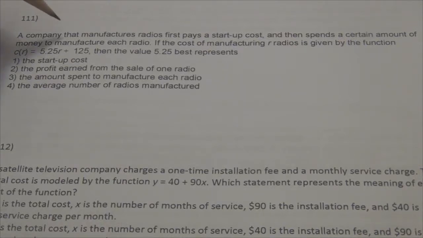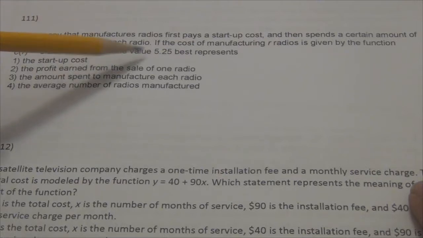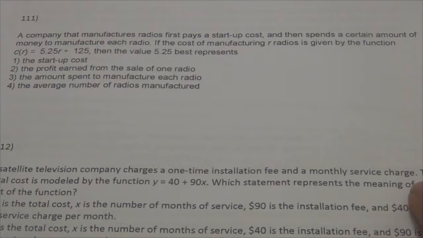So, a company that manufactures radios first pays a startup cost and then spends a certain amount of money to manufacture each radio. If the cost of manufacturing our radios is given by the function C of R equals 5.25R plus 125, then the value $5.25 best represents what? Well, the first one says the startup cost.